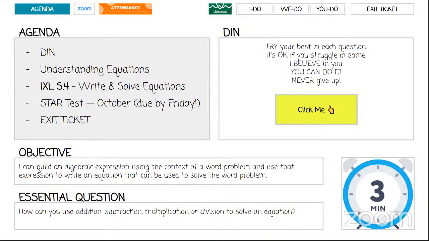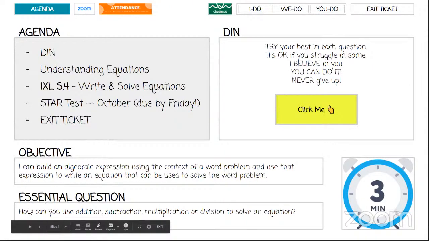Today's objective is: I can build an algebraic expression using the context of a word problem and use that expression to write an equation that can be used to solve the word problem. The new essential question is, how can you use addition, subtraction, multiplication, and division, all these four operations, to solve an equation? Okay, so let's move on.